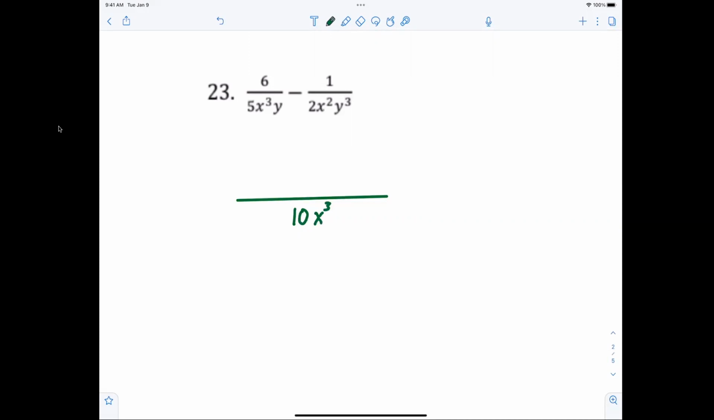And then I look at the y's. Y's on the left, y's on the right. So I need, as a common denominator, the answer would be what? Y to the 3rd power or y cubed. Perfect. That's how simple.